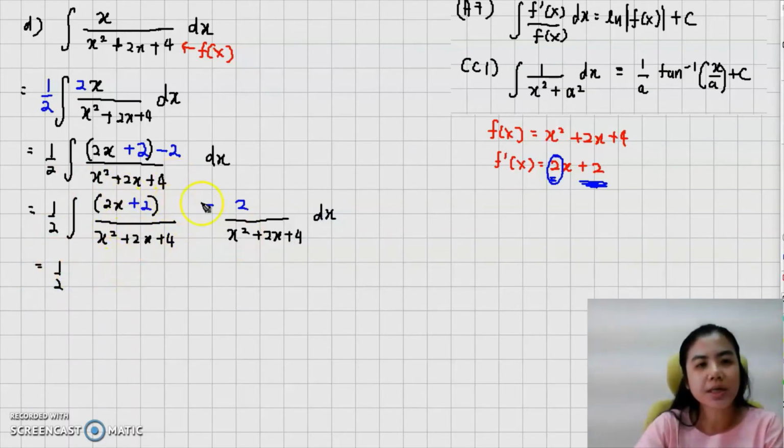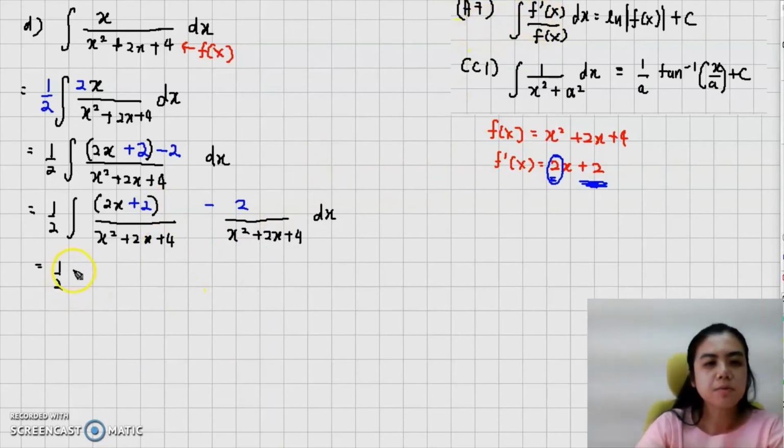In here, what you see is the form of f prime over f. This is the f prime, right? And this is the function f. We are already in the form of A7.